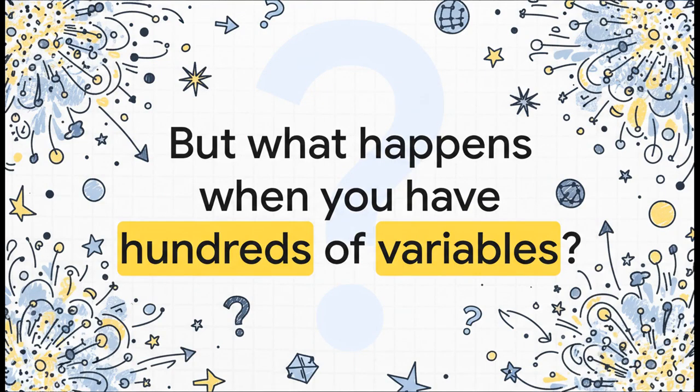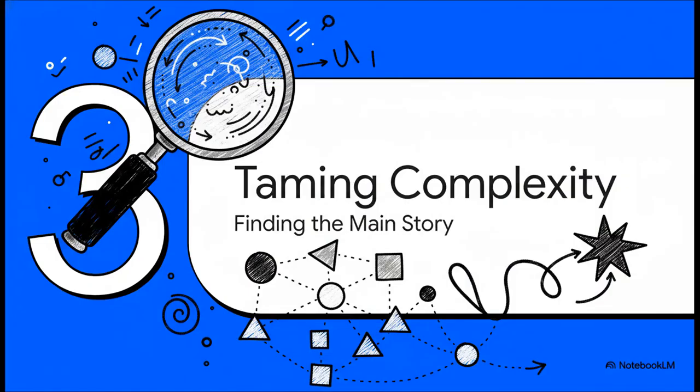Okay, so looking at two things at once is great. It's a solid start. But what happens when our nice, simple little world explodes into a data set with hundreds, maybe even thousands of variables? Suddenly, comparing them two by two just isn't going to cut it. To wrestle with that kind of complexity, we need a much more powerful tool. We need something that can look at the whole chaotic mess and somehow find the main story hidden inside.